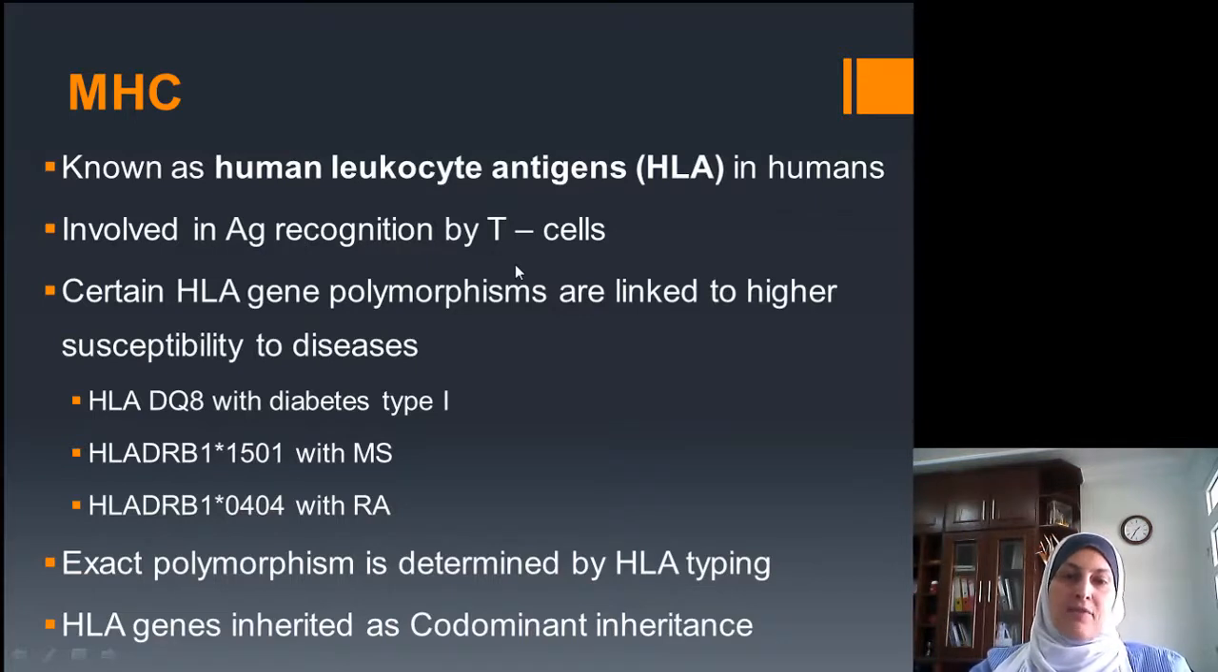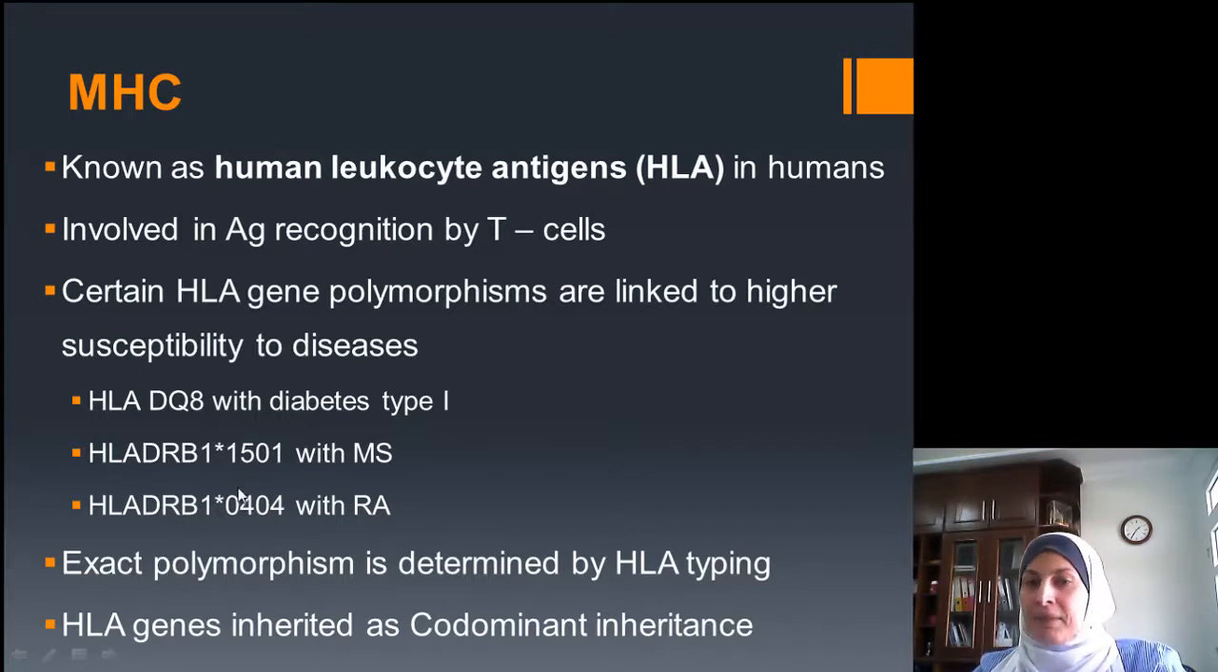And studies have shown that certain polymorphisms in the HLA gene are associated, not responsible, are associated with certain diseases, with certain autoimmune diseases, or even immune-mediated conditions. So, for example, HLA-DQ8 was found to be associated with type 1 diabetes. HLA-DRB1 1501 was associated with multiple sclerosis. HLA-DRB1 0404 was found to be associated with rheumatoid arthritis. What is the meaning of that number? Numbers and symbols we're gonna see later.